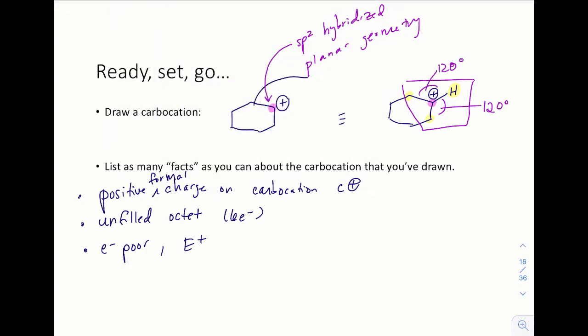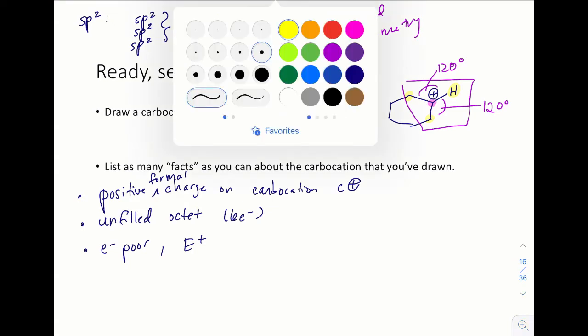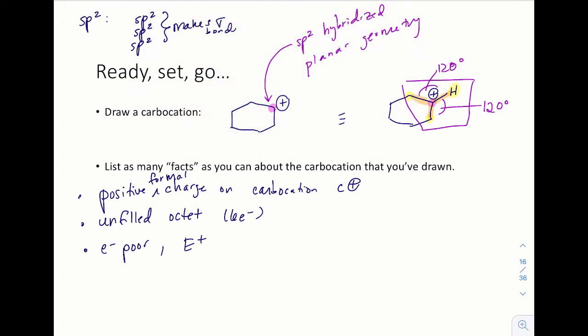And because this carbocation carbon is sp2 hybridized, it has 3 sp2 hybrid orbitals with which it can make sigma bonds. It's making all 3 of these sigma bonds with those coplanar sp2 orbitals that are arranged 120 degrees from each other. And then it is left with 1 p orbital that was not hybridized, and this p orbital is empty.